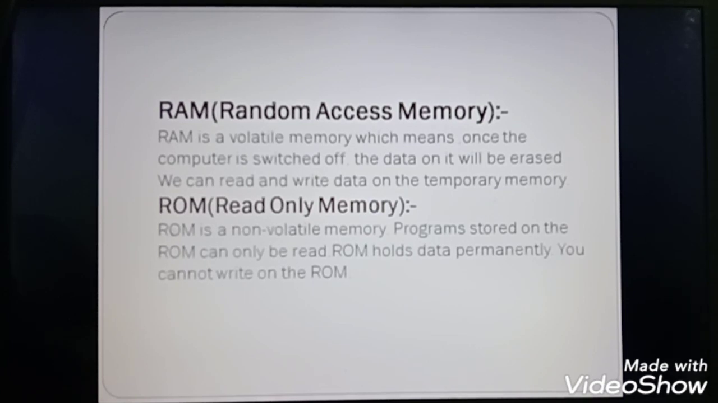If a question on the differences between RAM and ROM comes, you have to write like this. RAM is a volatile memory and ROM is a non-volatile memory. Data will be erased on the temporary memory, and ROM holds data permanently. We can read and write on RAM, but we cannot write on the ROM. We can only read. Yeah?